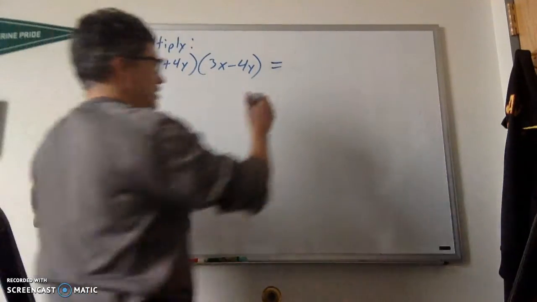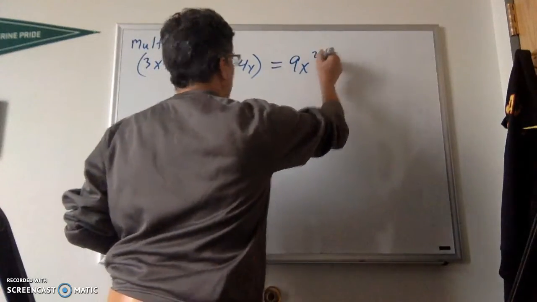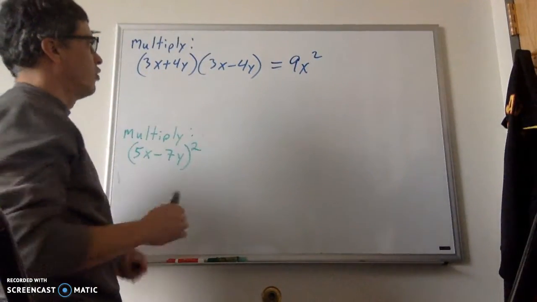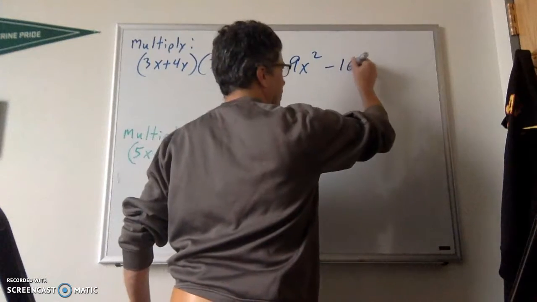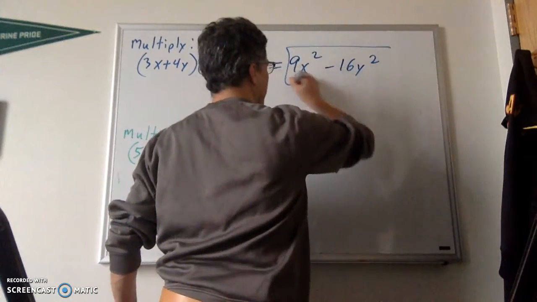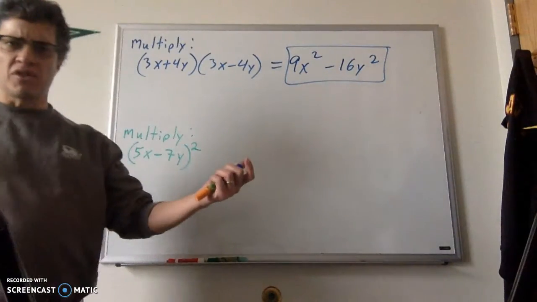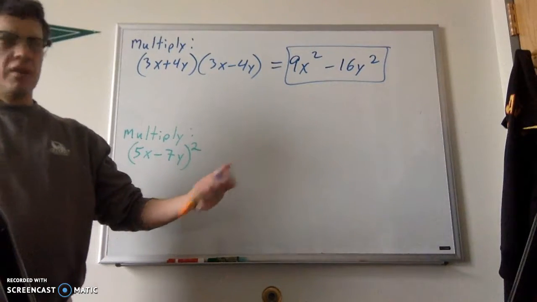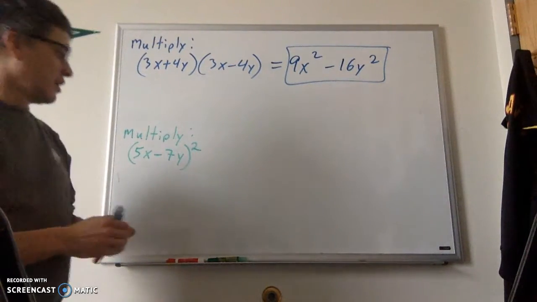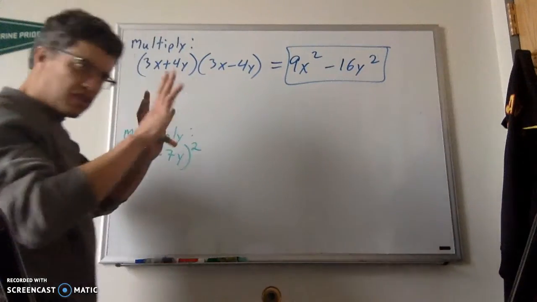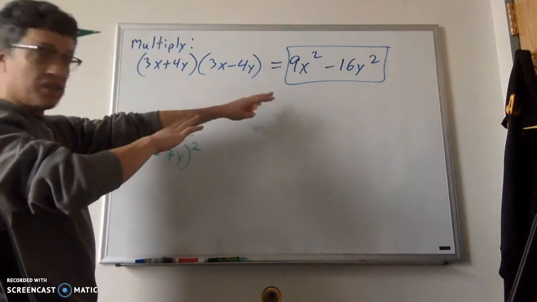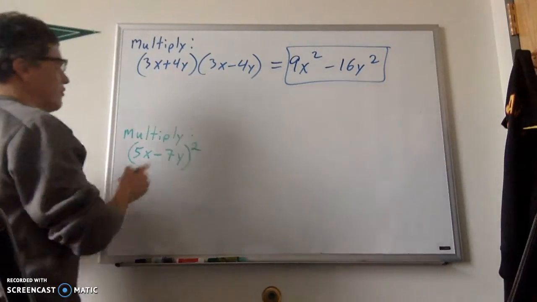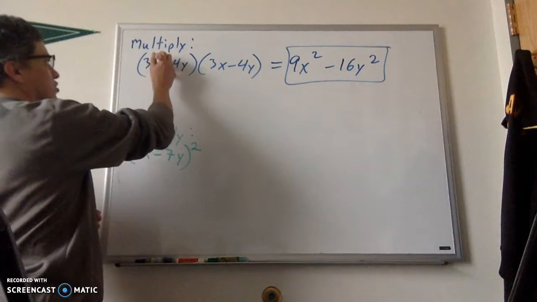3x times 3x is 9x squared. 4y times a negative 4y is a negative 16y squared. It's done. What? How did I get there so fast? What about that outers and inners business? Well, let's see what happened. Let's do this the long way. Let's take a step back. Okay, it's done and it's right. But let's take a step back and figure out, wow, how did I get there so fast?